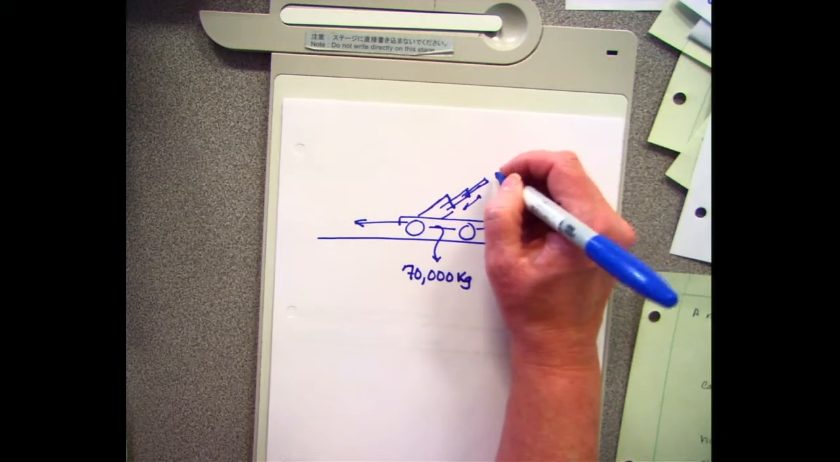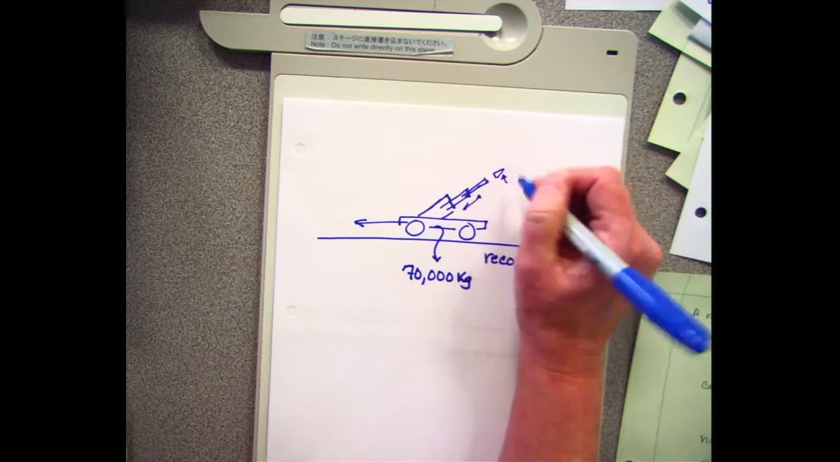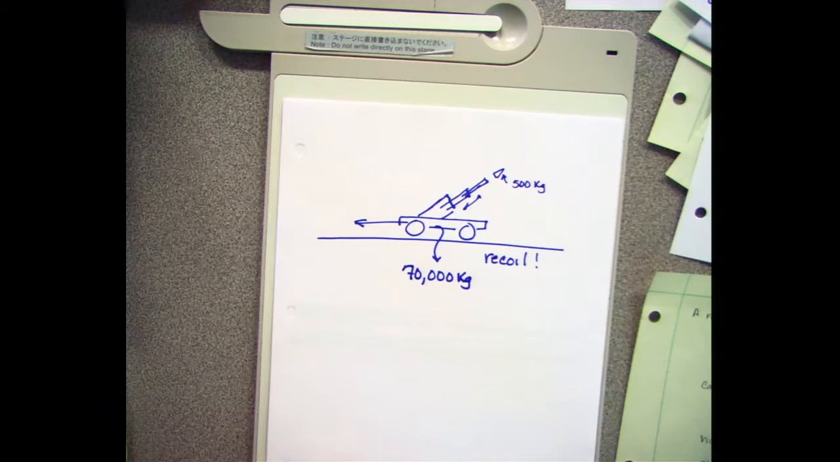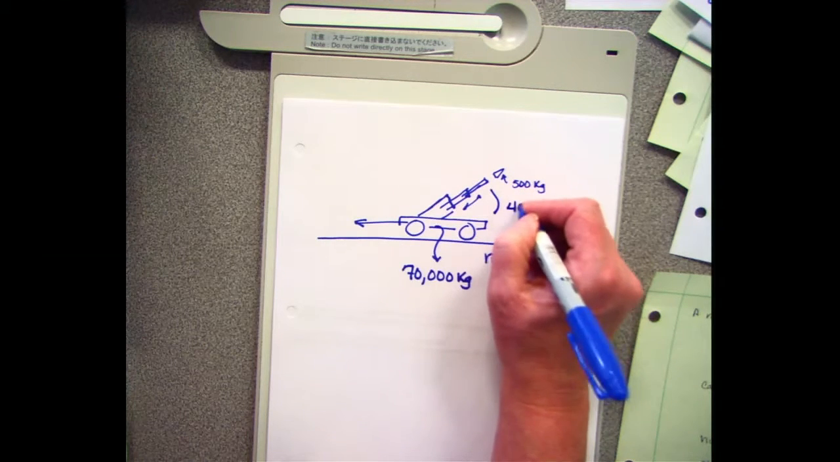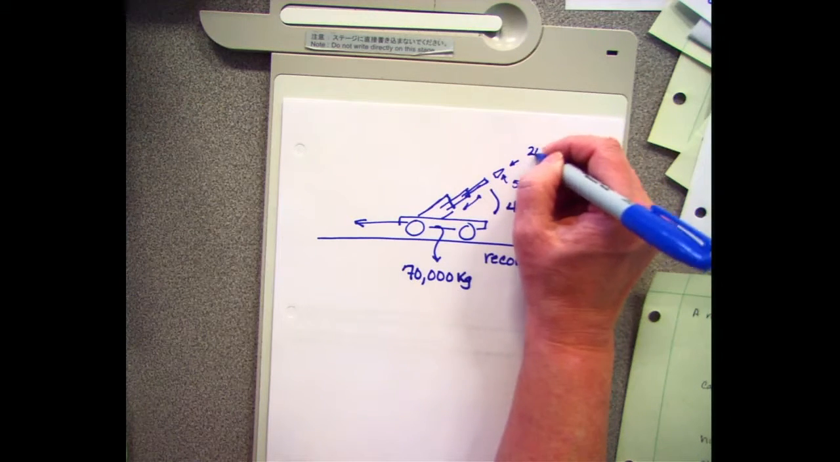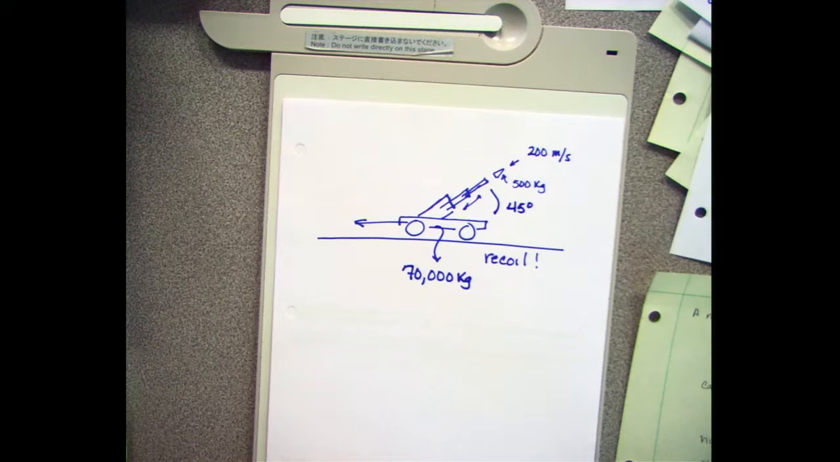We're going to fire a pretty significant 500 kilogram shell. This is going to be at an angle of 45 degrees. It's going to leave with a muzzle velocity of 200 meters per second. Okay. And we want to calculate the recoil.